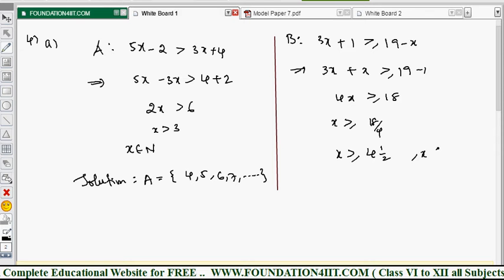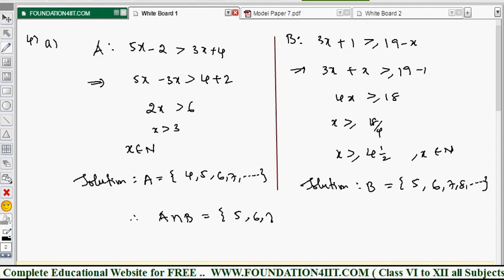And similarly here x belongs to natural numbers, then the solution for B, x is greater than or equal to 4 and a half, that means 5 onwards. So 5, 6, 7, 8, and so on. Now from both we need to find A intersection B. So A intersection B is the common part. 4, 5, 6, and so on; 5, 6, 7, and so on. So 4 is not in the common, then 5 onwards. So A intersection B is 5, 6, 7, 8, and so on, all these numbers.